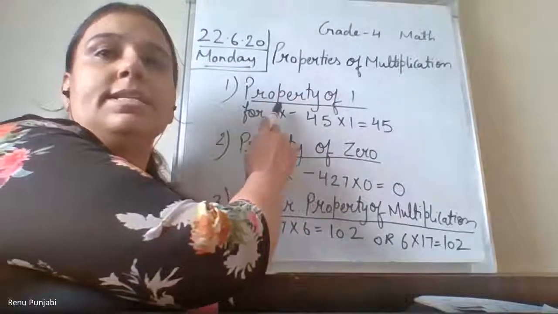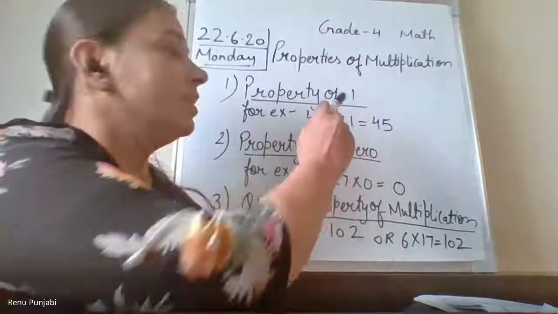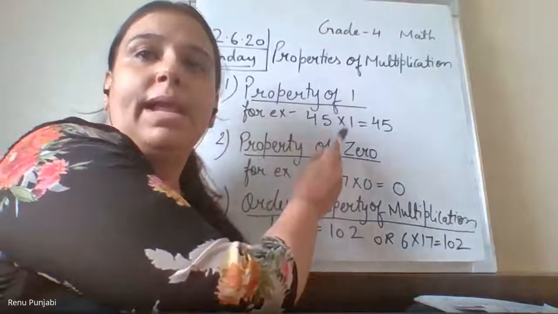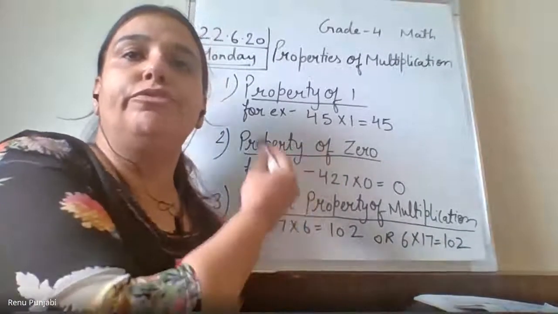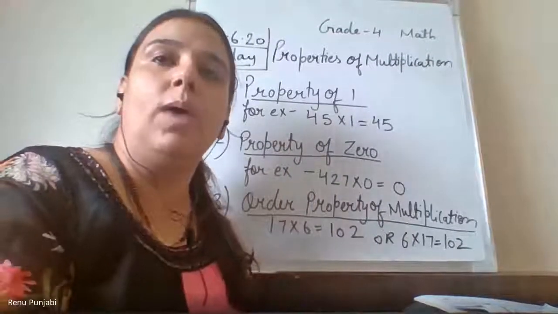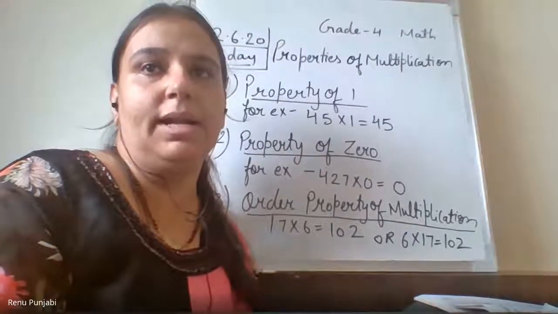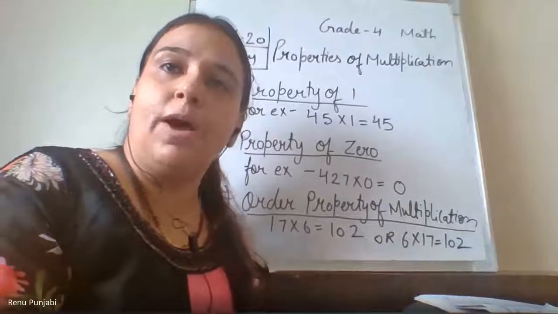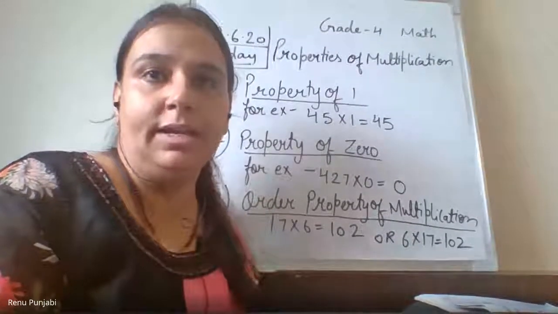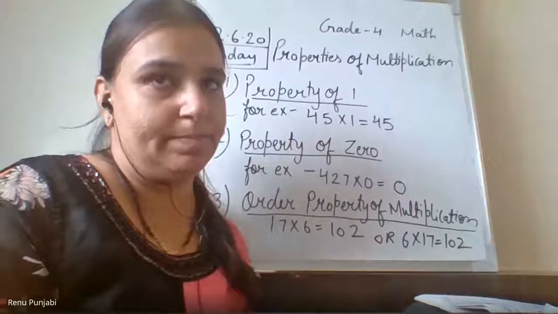First property is the property of 1. It means that any number when multiplied by 1 gives you the same answer. For example, 45 multiplied by 1 is 45. 437 multiplied by 1 is 437. So this property states that any number multiplied by 1 gives you the same answer.